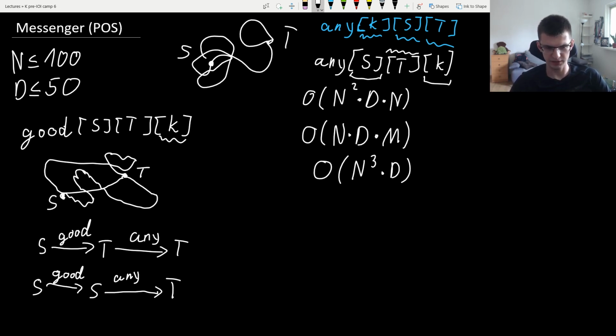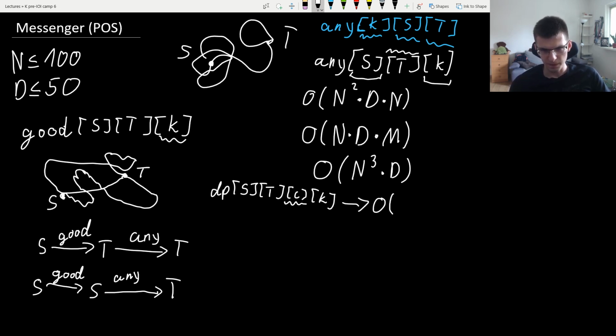The other is to try adding more dimensions to our dp. Maybe we should have something like dp of S, T, current vertex C, and K, where S and T are those forbidden vertices because we started from S, and C is the current vertex in which we are. This would give us O of n squared times d possibilities for S, T, and K, and for every C we iterate over another vertex, this would be M. This is not good enough, and it's equivalent to one of our previous solutions, I think. So let's forget about this thing.